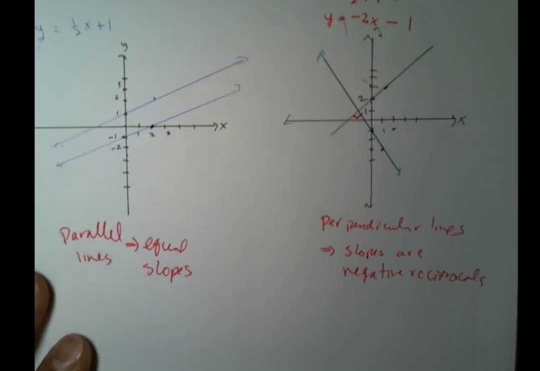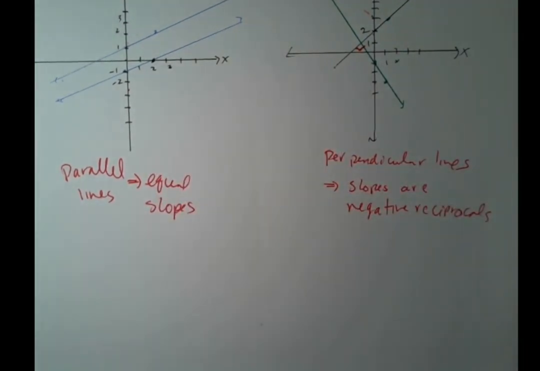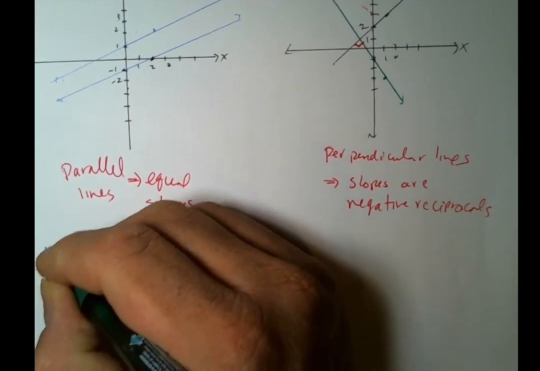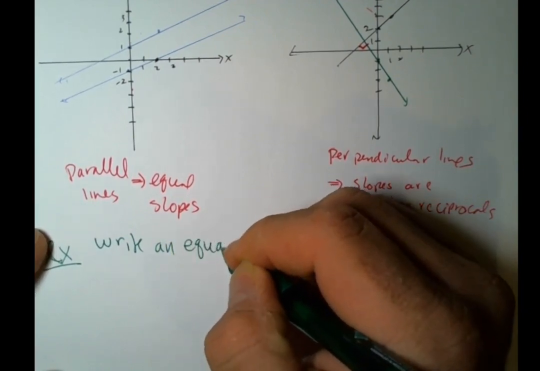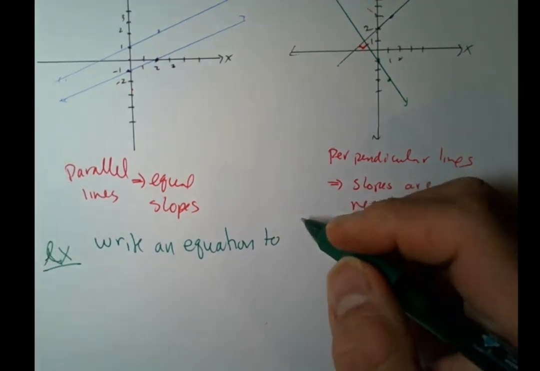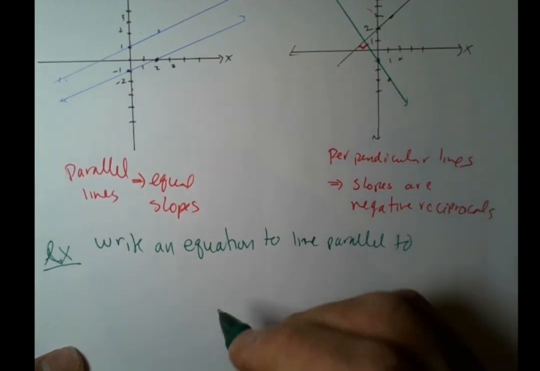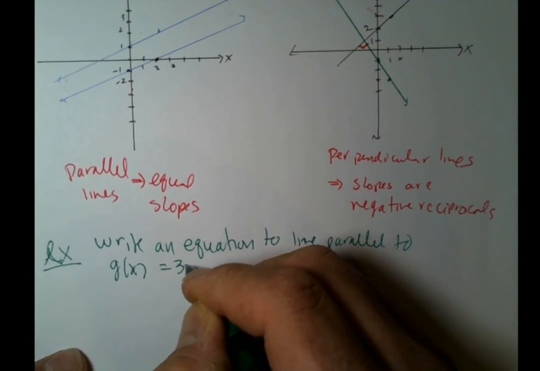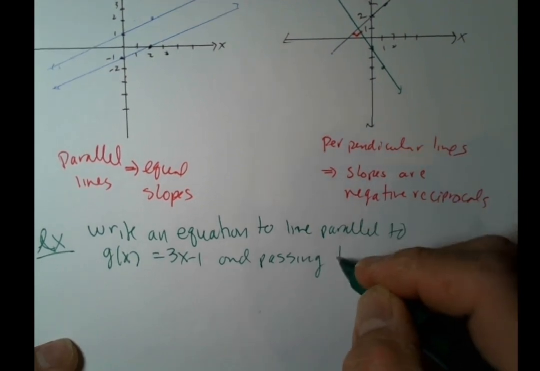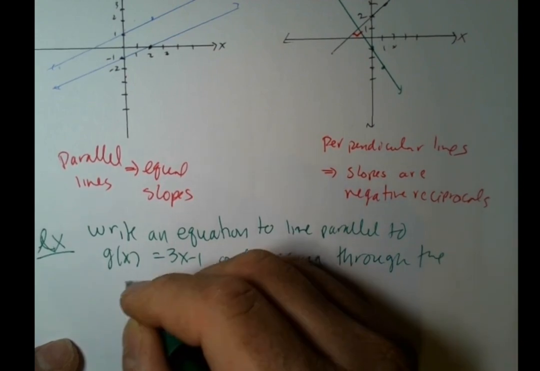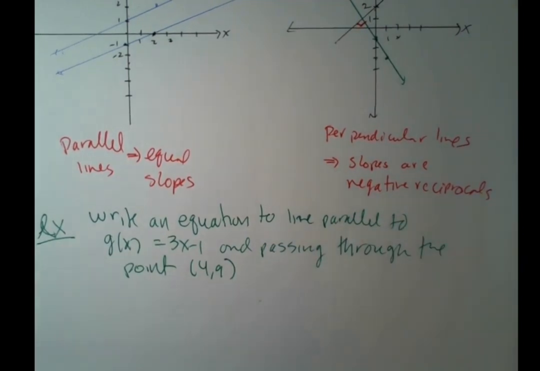So if we were asked, for example, to write an equation of a line parallel to g of x equals 3x minus 1 and passing through the point (4, 9).